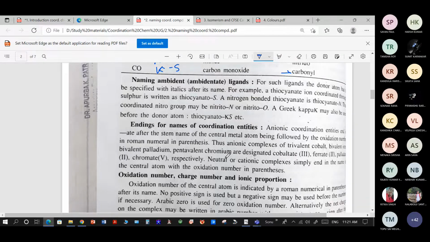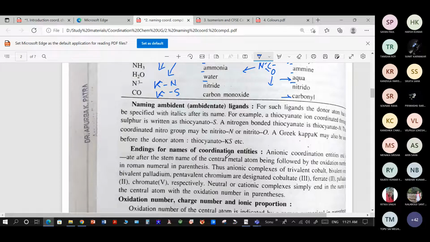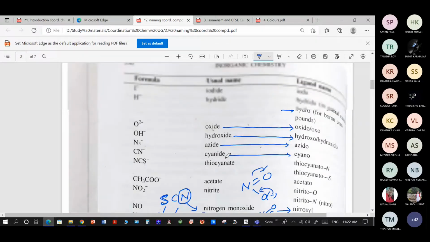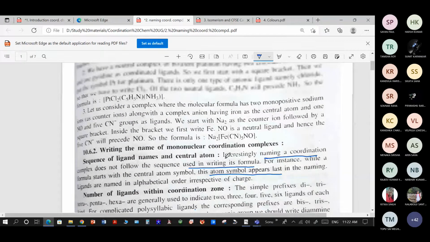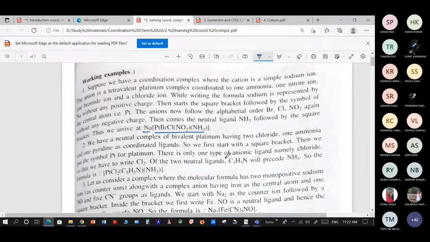But if as a whole your complex entity is negatively charged, then you have to add an "-ate" to that metal ion. Like the first example I had given. In this case you see this complex entity is overall one negative charge. So you can just think of it as sodium plus, and then you have platinum, Br, Cl, NO2, then NH3, and then ultimately one negative charge.